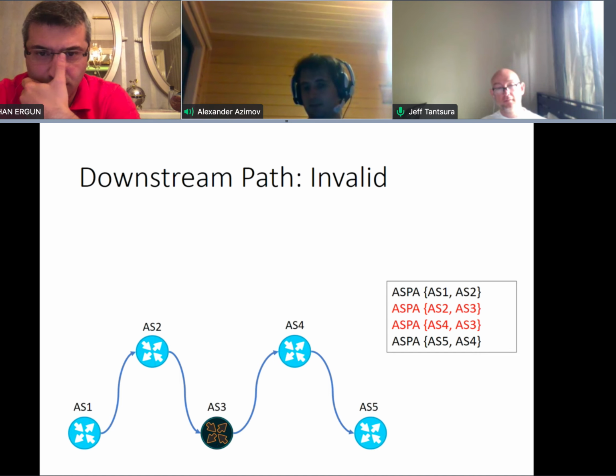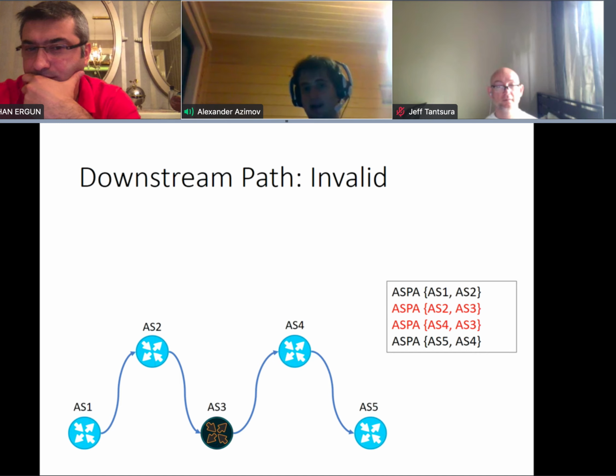Just in the same example, but AS3 is making a mistake. We're not speaking here about malicious activity, but what is more common now: AS3 is leaking the prefix that it received from AS2 to AS4. And in this case, we will see that the pair AS2, AS3 is invalid.